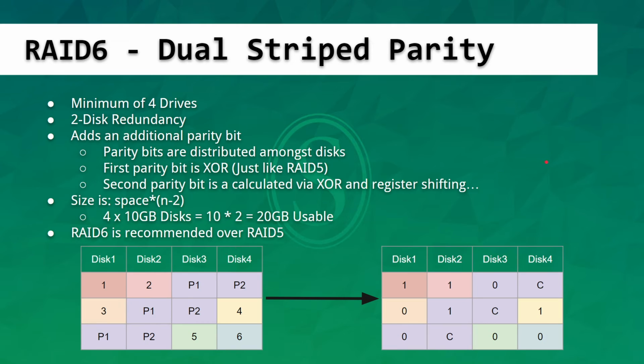So what they did was they added another disk on for resiliency. So you have a minimum of 4 disks for RAID 6. It's called dual stripe parity. Still barber pole. We just have 2 parity bits for each layer there. And you have to dedicate 2 drives to parity bits, so it's n-2 usable space. So if you have 4 10 gigabyte disks, you only have 20 gigabytes usable. And this is recommended over RAID 5 if you can stomach it.